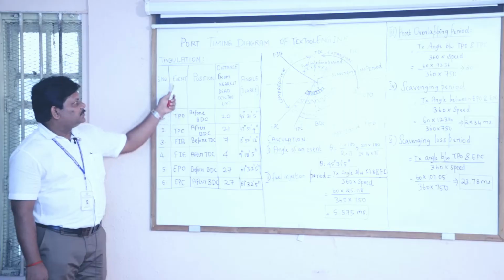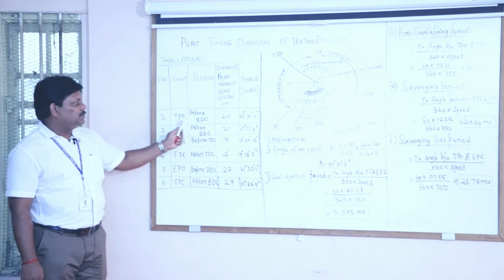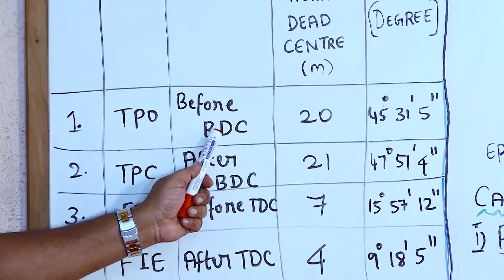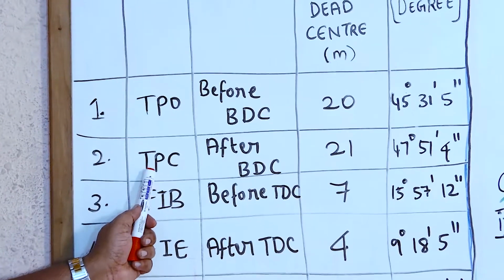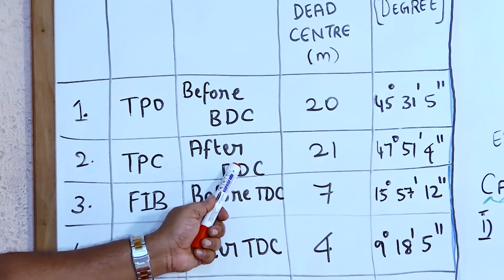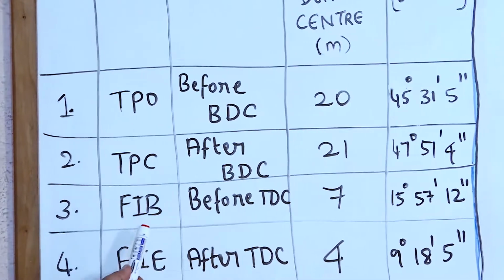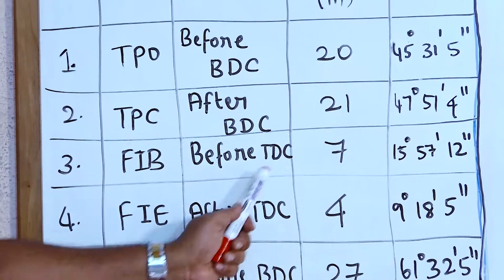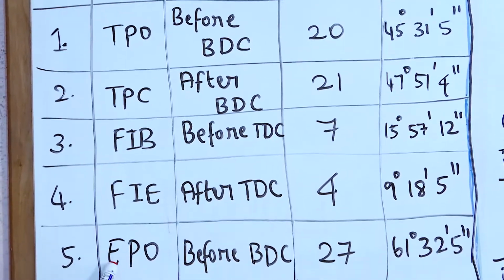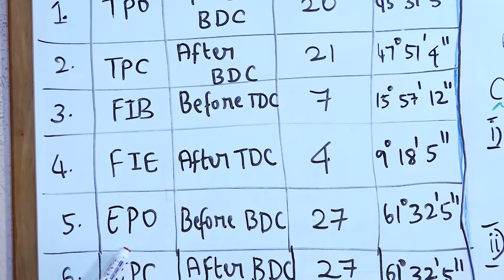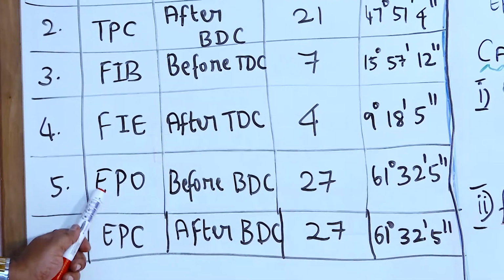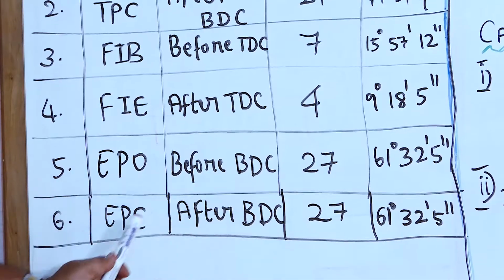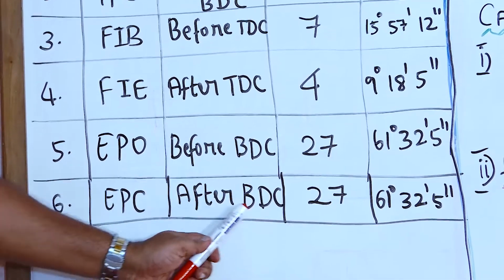For example, when you go for the event transfer port open, this has to be measured before the bottom dead center. Similarly, transfer port close has to be measured after the bottom dead center. And fuel injection begin and end are measured before and after the top dead center. And the exhaust port open has to be given before the bottom dead center, and the exhaust port close after the bottom dead center.